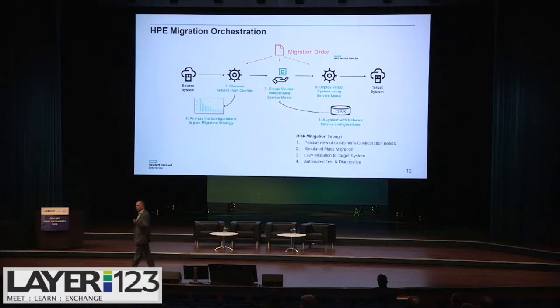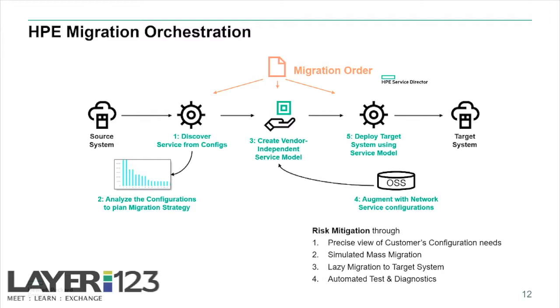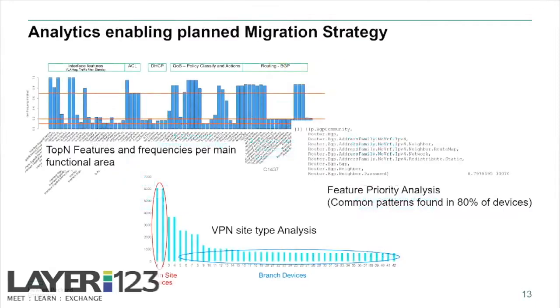What have we seen so far? We see that we can do lazy migrations with this approach. We pull up the data, we understand what to do, and then step by step, as part of your DevOps process, as part of your migration of legacy systems into the new environment, we're actually able to bring the legacy MPLS configurations across into the SD-WAN. Also very interesting is automated test and diagnostics, because once you have a service model, you can actually test the service model against the original system.